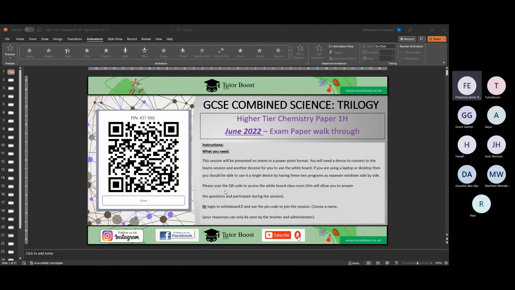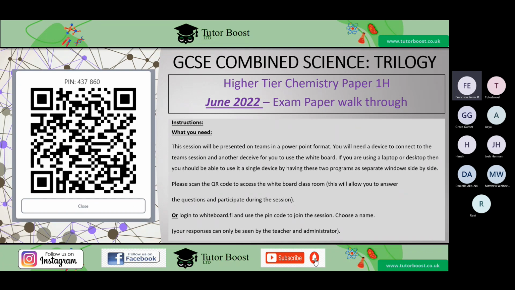Right, welcome to this session for the combined science higher tier chemistry paper. In this session, I'm going to go through the exam paper for June 2022. Make sure you're logged into the whiteboard so that you can write the answers. If you're using a desktop or a laptop, you can have the Teams and the whiteboard web page side by side so that you can either write using your mouse, or if you are using a tablet, you should be able to write your answers, or you can simply type in the answers.